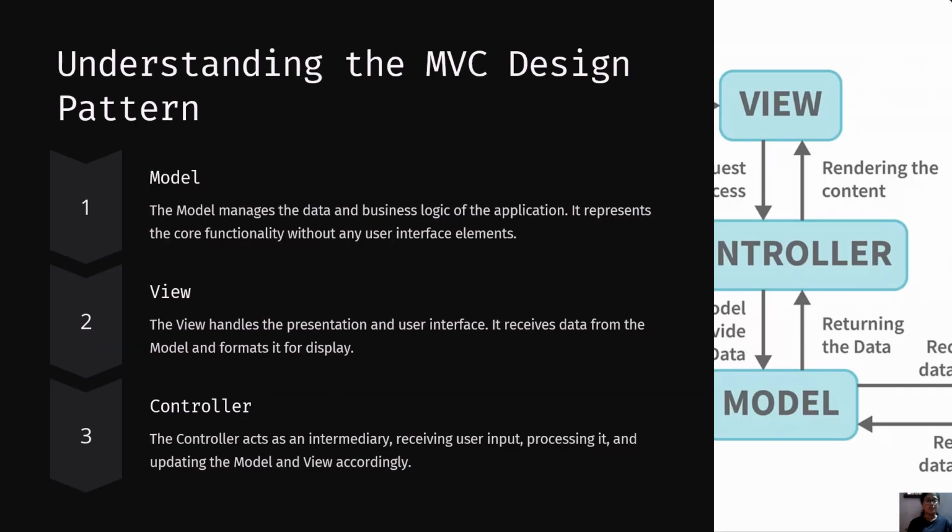Model View Controller. A model manages the data and business logic of the application. It represents core functionality without any user interface elements. View: it handles the presentation and user interface. It receives data from the model and formats it for display. The controller acts as an intermediator, receiving user input, processing it, and updating the model and view accordingly.